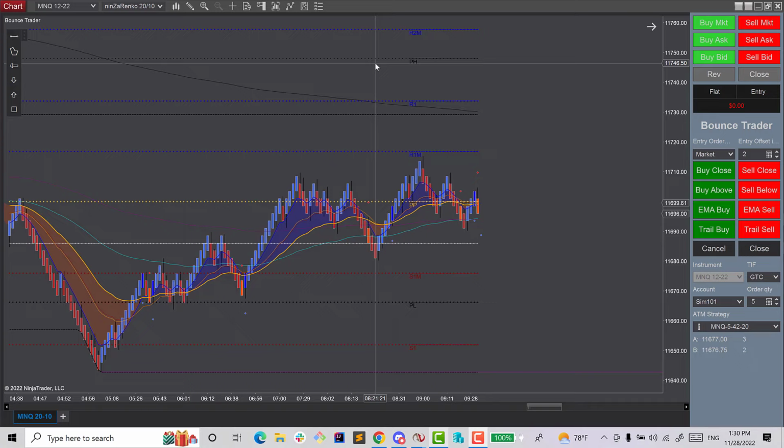Hi, today I want to show you a bar by bar demonstration for the first 60 minutes of a trading session on November 28th. The strategy, or method, that I use is a bounce method. Basically it's a bounce from the 34 EMA, which is this gold line. I'm trading MNQ, 2010 range, and I use Bounce Trader.